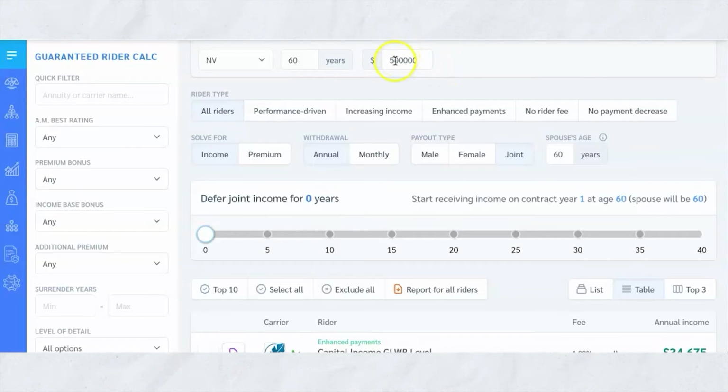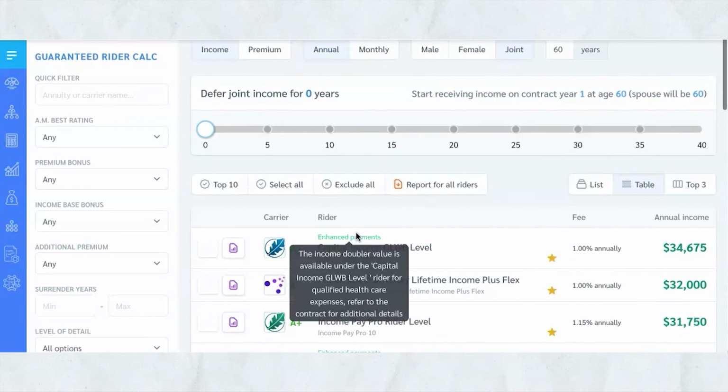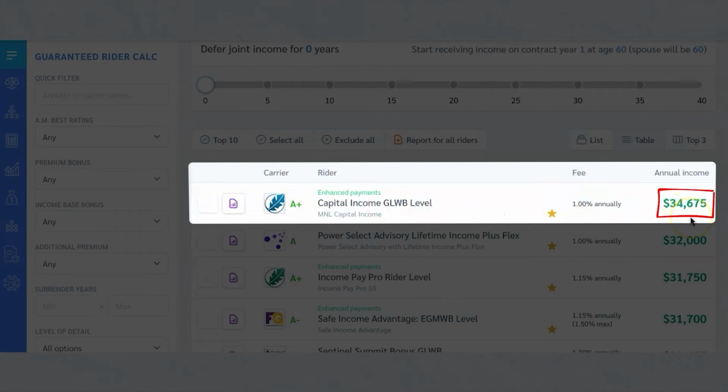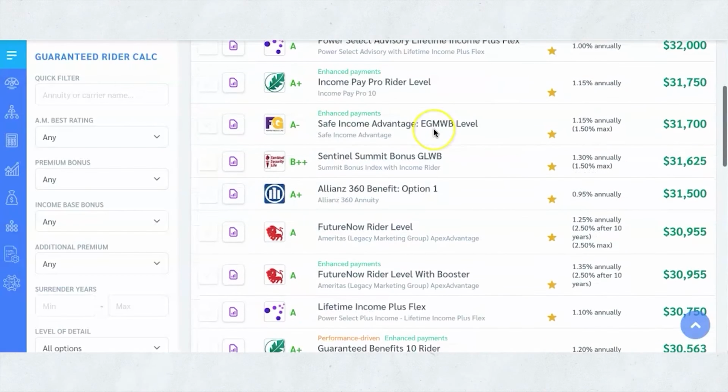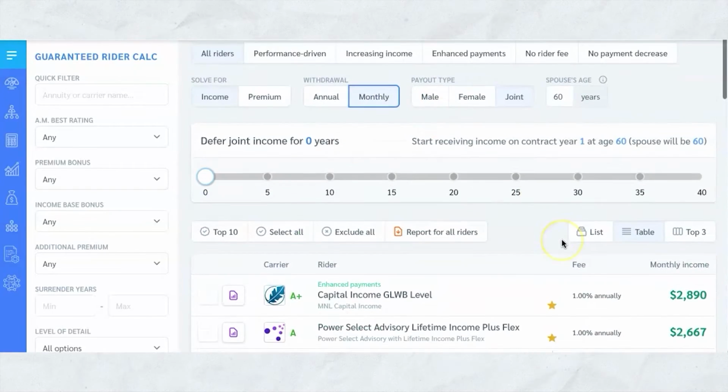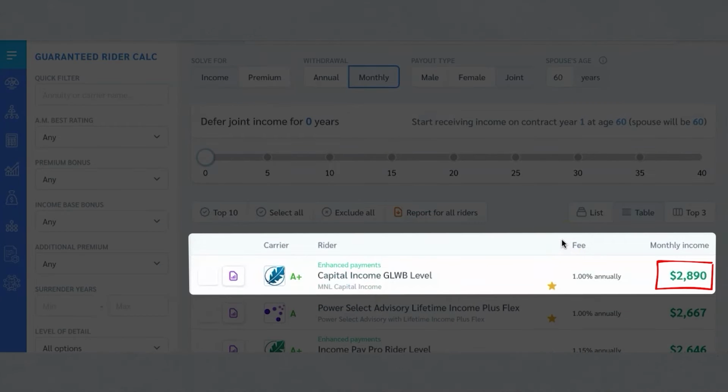But just in this example, I'm putting $500,000 in, and you'll notice I'm deferring joint income for 0 years, which means I'm taking it immediately. The highest one right now is Midland: $34,675 per year for the rest of my life. And then these are all the rest of the other companies. If I want to break that down monthly, that's $2,890 per month starting next month.